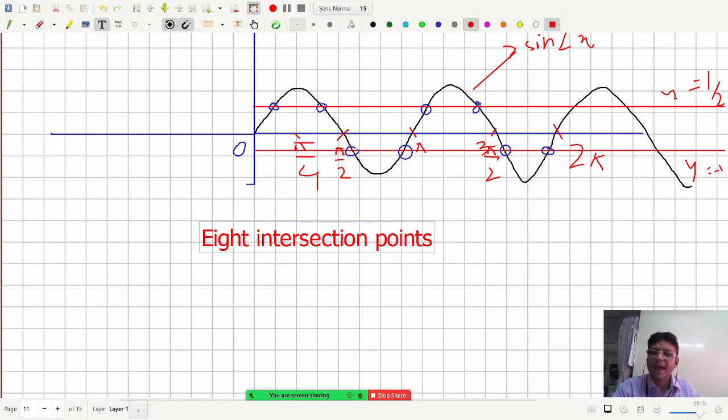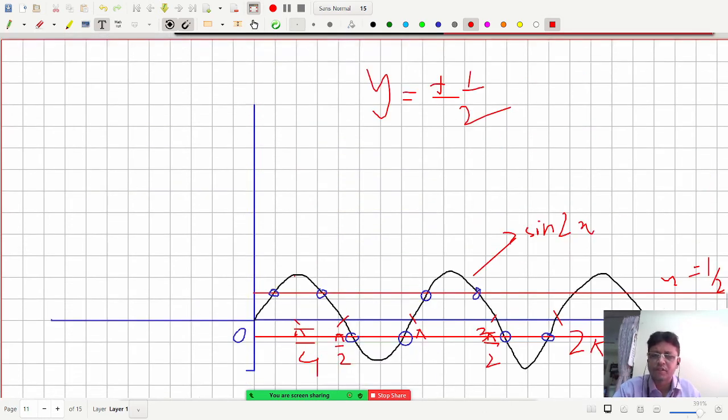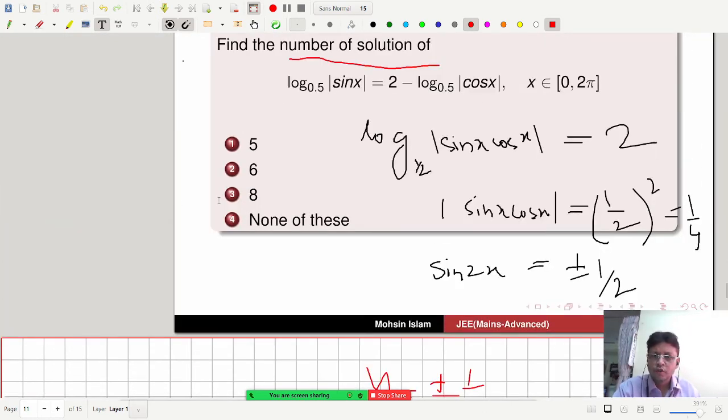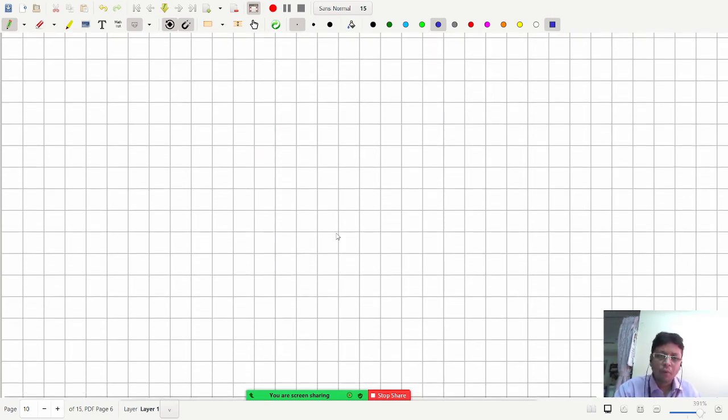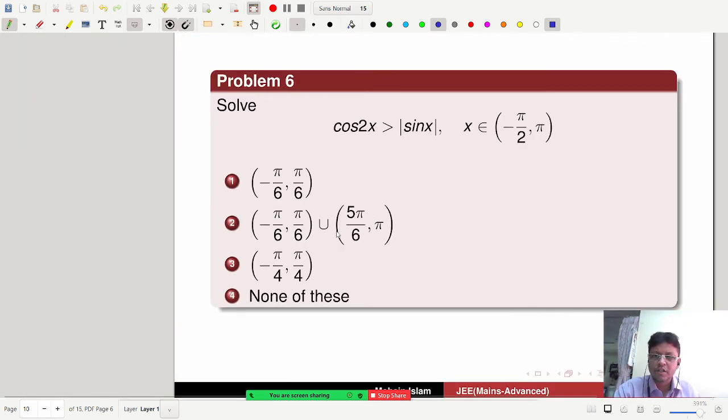So you have 8 solutions. That's the answer. Just you need the knowledge of how to draw the graphs. So your answer will be C, 8 solutions. Next, I will give you more idea in this presentation.